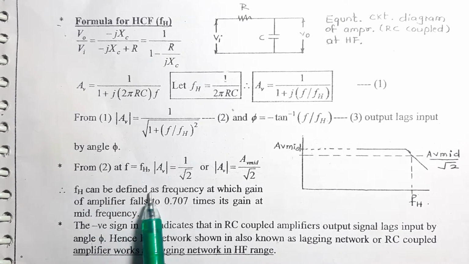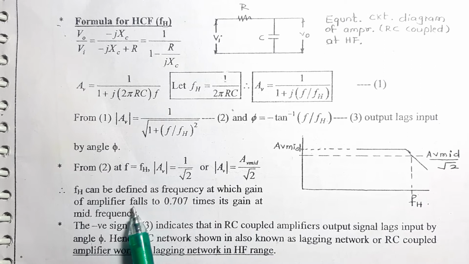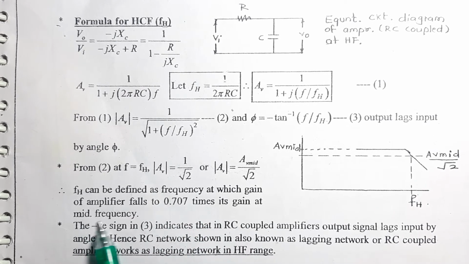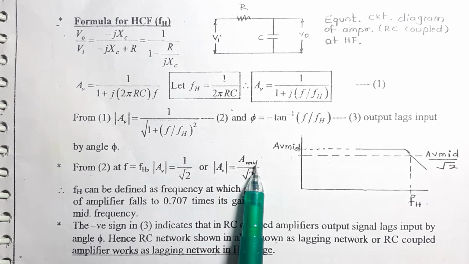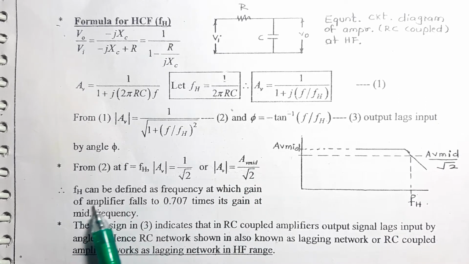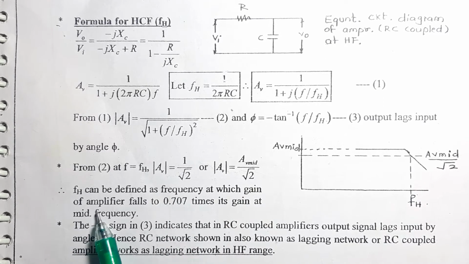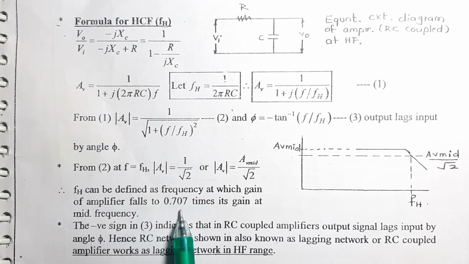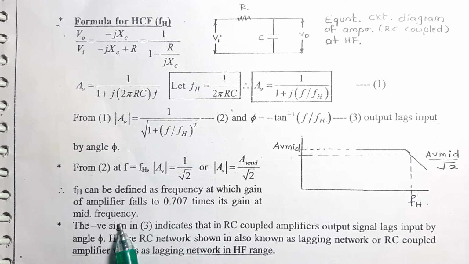Now fH can be defined as the frequency at which the gain of the amplifier falls to 0.707 times its gain at mid frequency. 1 upon root 2 is nothing but 0.707. So your AV mid becomes AV mid into 0.707. So fH can be defined as that frequency at which the gain of the amplifier falls to 0.707 times its actual value at mid frequency.